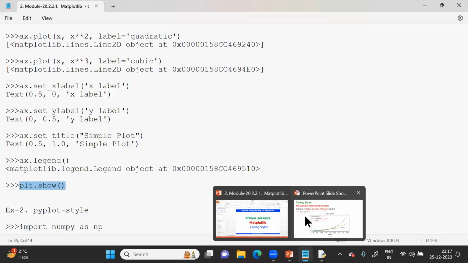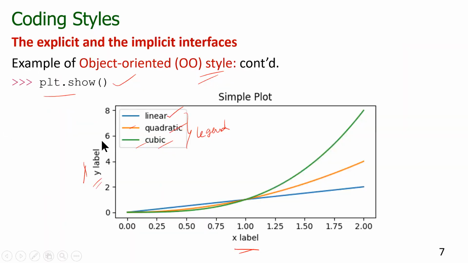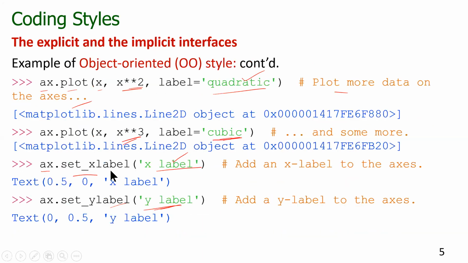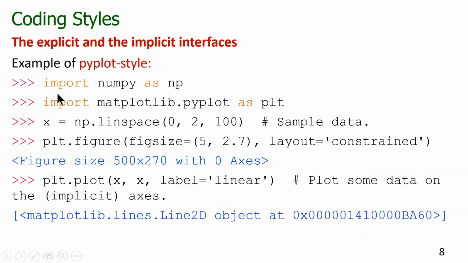The next style is using pyplot. Here, whatever we mentioned, there are 2 ways: explicitly using object-oriented style, then implicitly using pyplot. Next we will see the pyplot example. Yeah, this is the example of pyplot style. The code is almost the same. Here you can observe the difference.